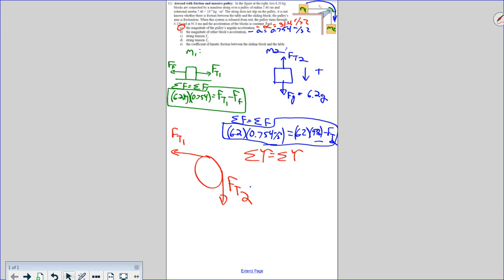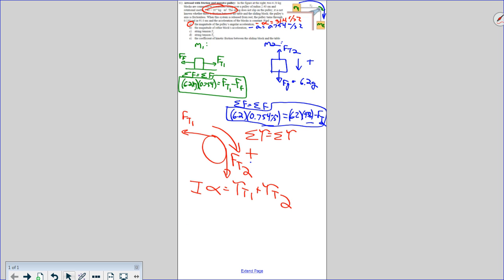So my net torque is I alpha. My I, we know it was given to us in the problem up here. So it's I alpha equals the torque from tension 1 plus the torque from tension 2. Watch your signs. My acceleration is going to be this way, right? So I'm going to make this positive, okay? So our I was given to us at 7.4 times 10 to the negative fourth. Our alpha we found before, it's 31.4 radians per second squared.